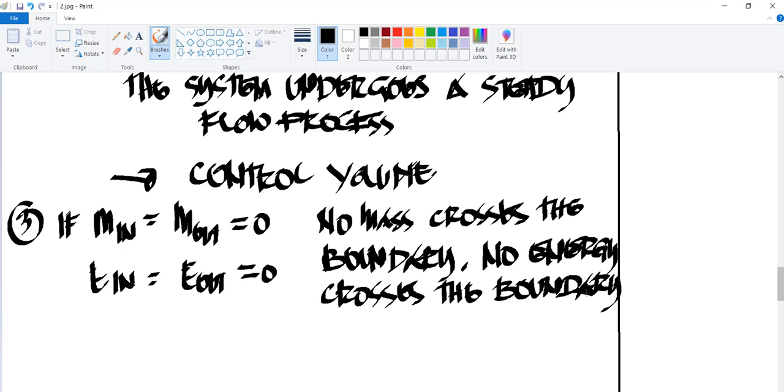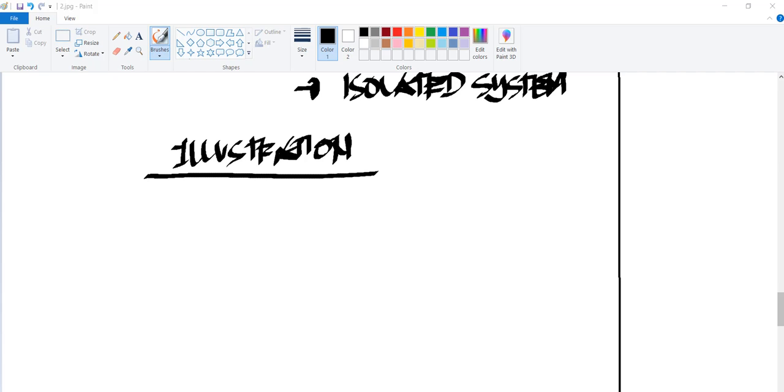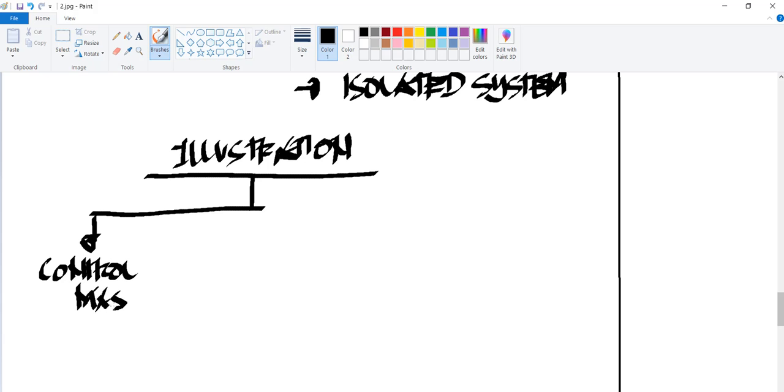Okay. Then we have what is called an isolated system. So the system is called isolated. So for illustration, we can illustrate it as a control mass.